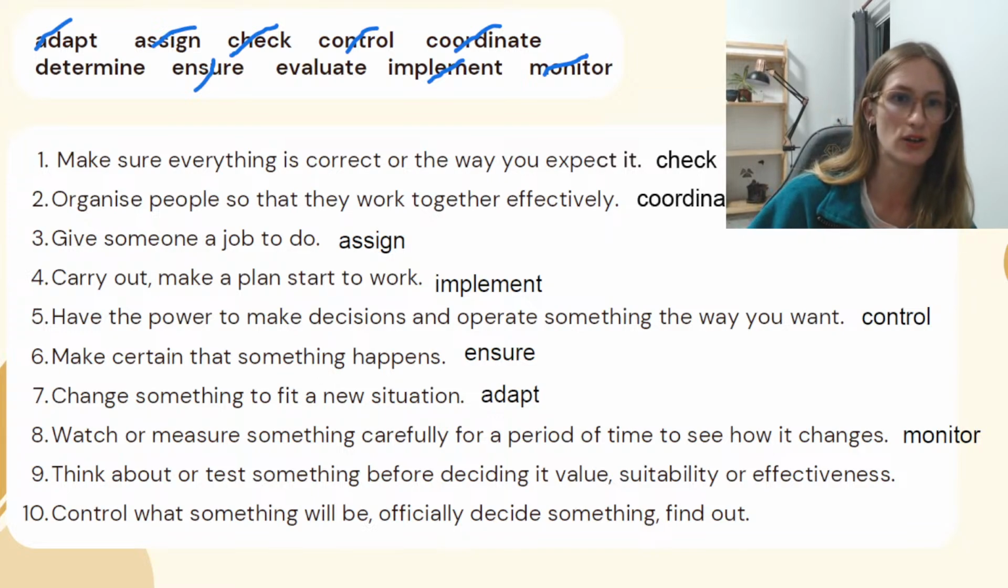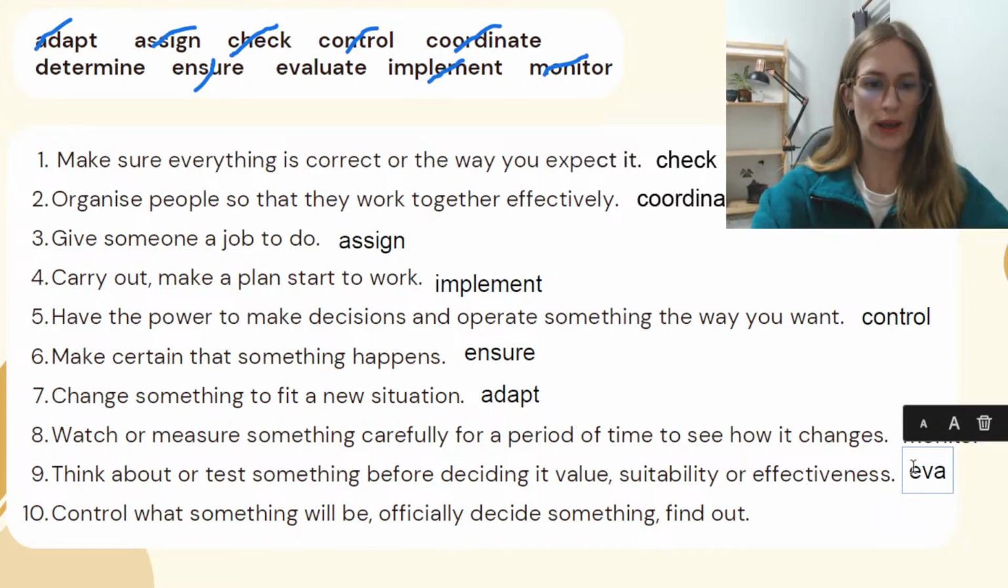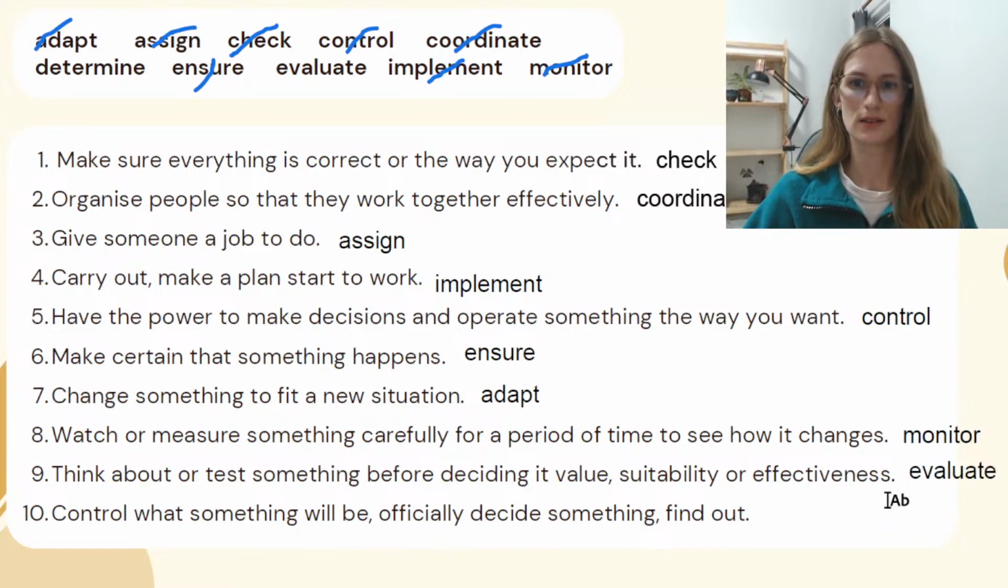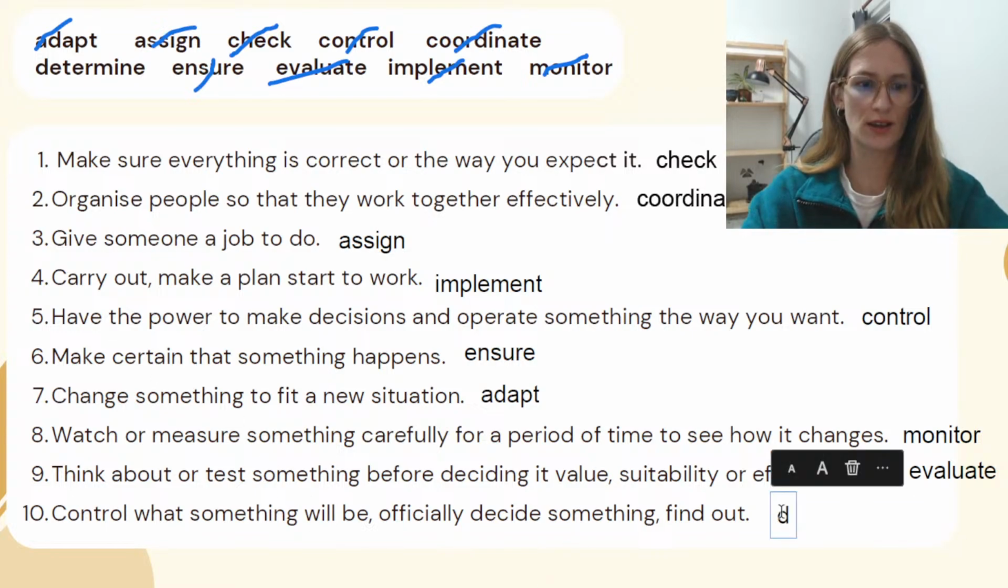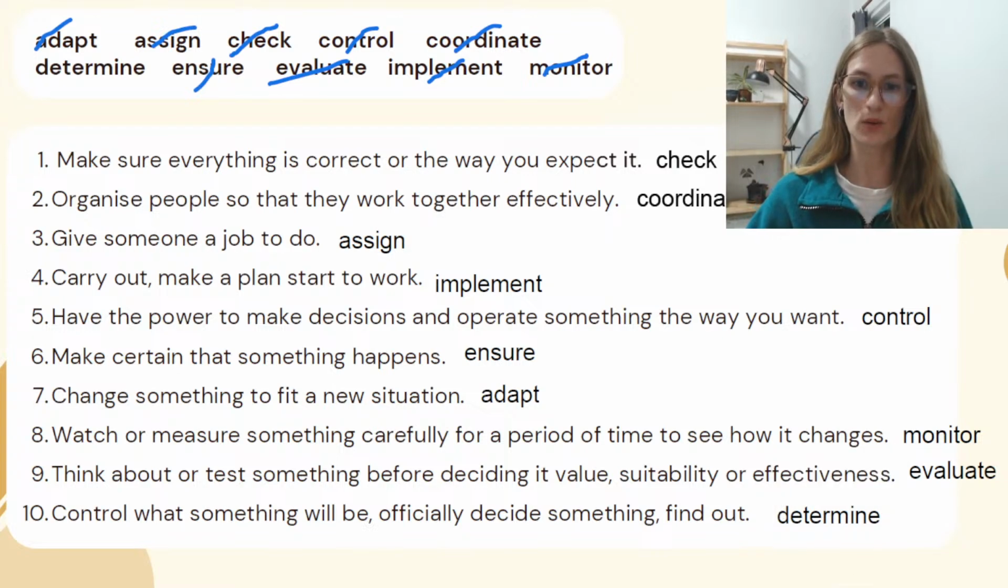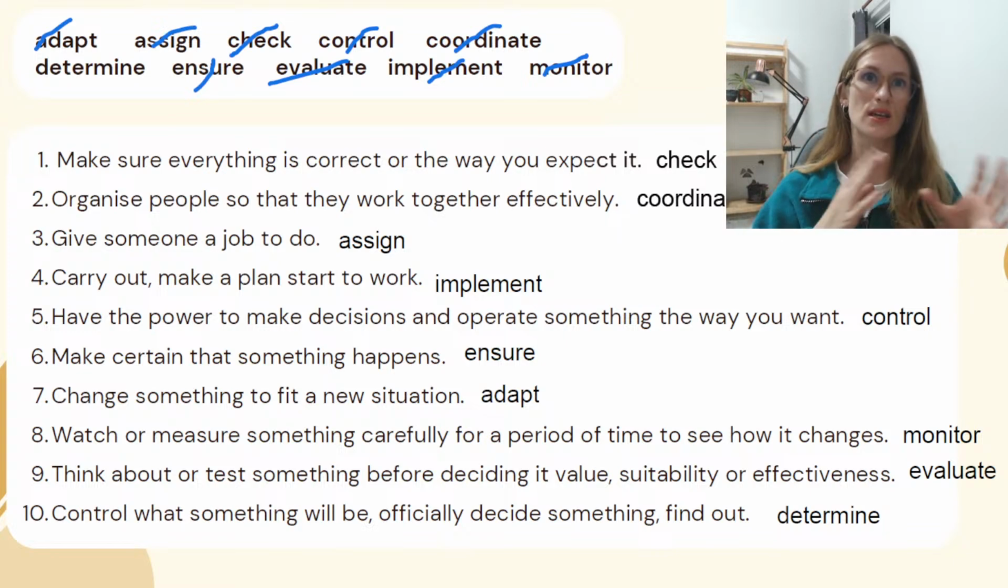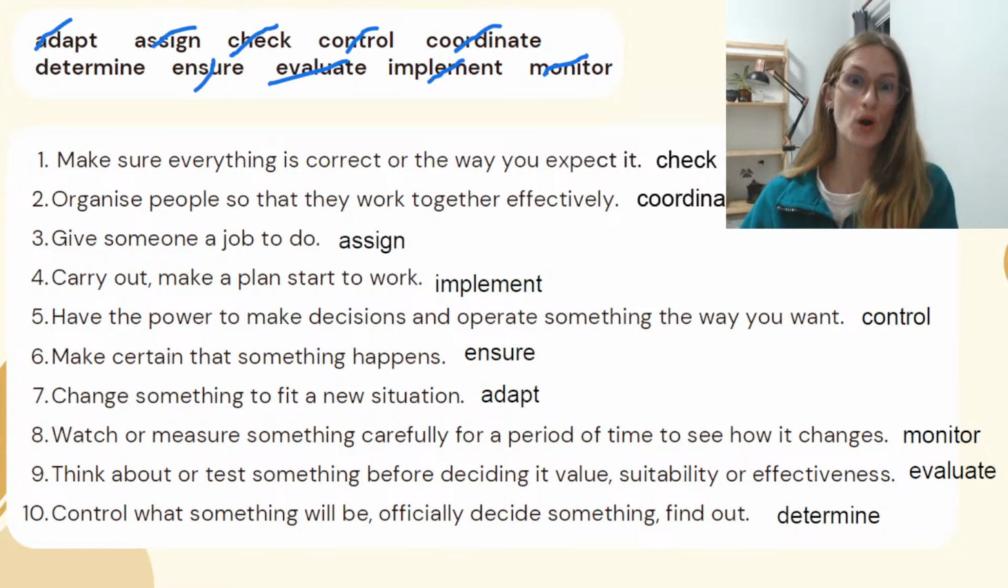Evaluate, exactly, good job. And finally, number 10, control what something will be, officially decide something, find out. So this has a couple of meanings. Of course, it is determine, to determine something. To control what something will be means we will determine, or these actions will determine what happens.